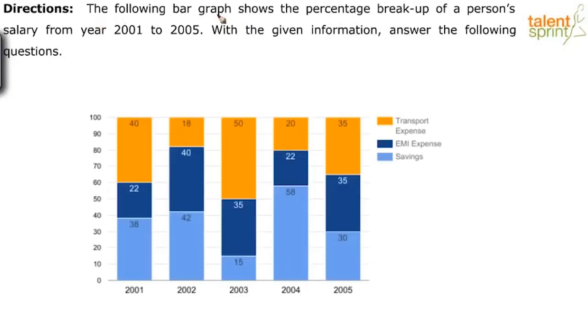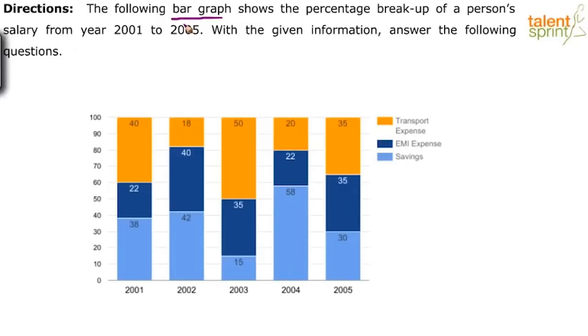The following bar graph shows the percentage breakup of a person's salary from year 2001 to 2005. With the given information, answer the following questions. Right? So there is a bar graph given to us. Understand, whenever it comes to data interpretation, it's very important for you to understand the given data first. Don't jump to the questions directly. Don't be in a hurry to solve the questions.